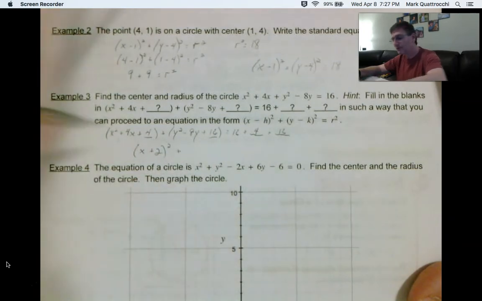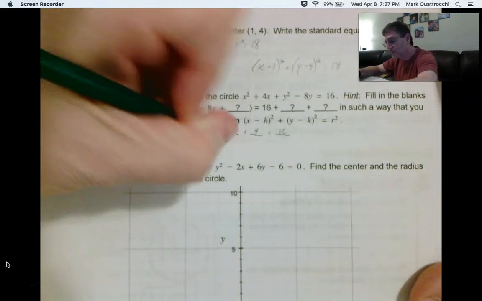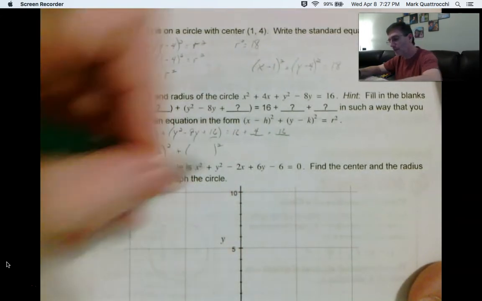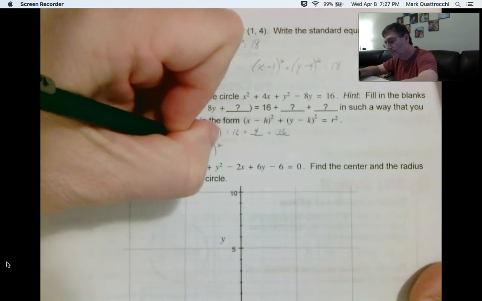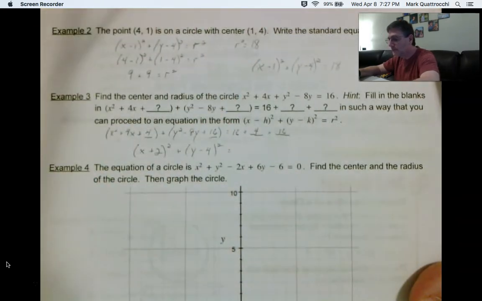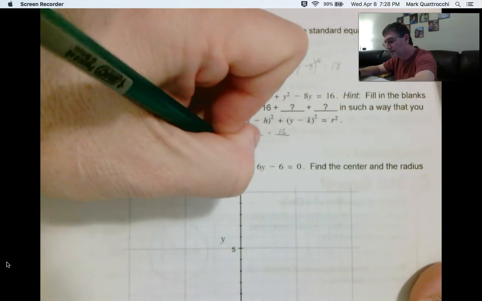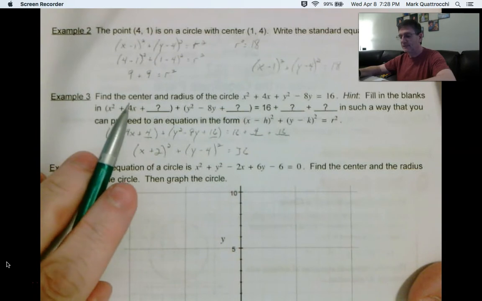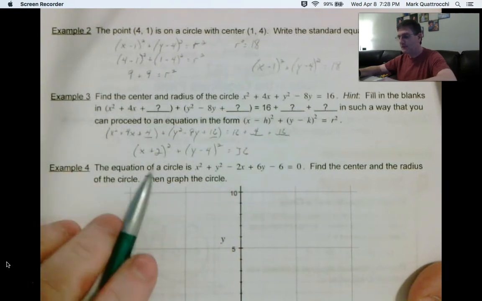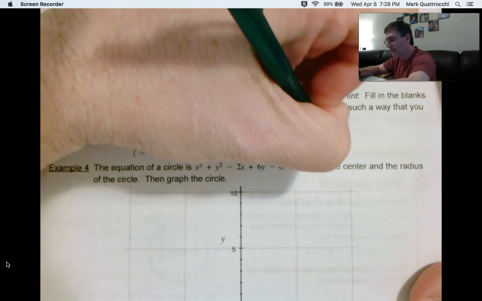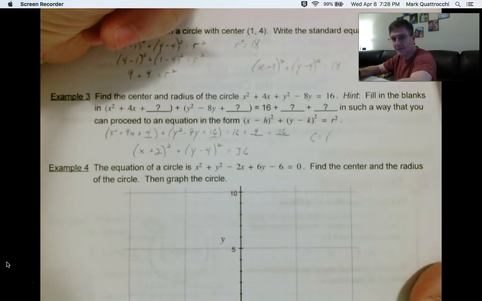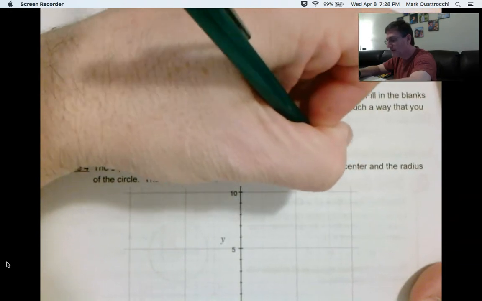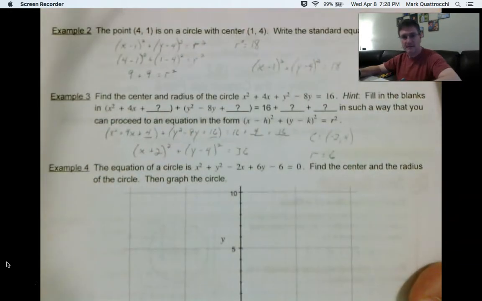This one's always going to factor into a binomial squared. Again, we designed it that way. Y minus 4 equals 32 plus 4, 36. Okay. Question's asking find the center and the radius. So the center is at negative 2, 4. And the radius is equal to 6.